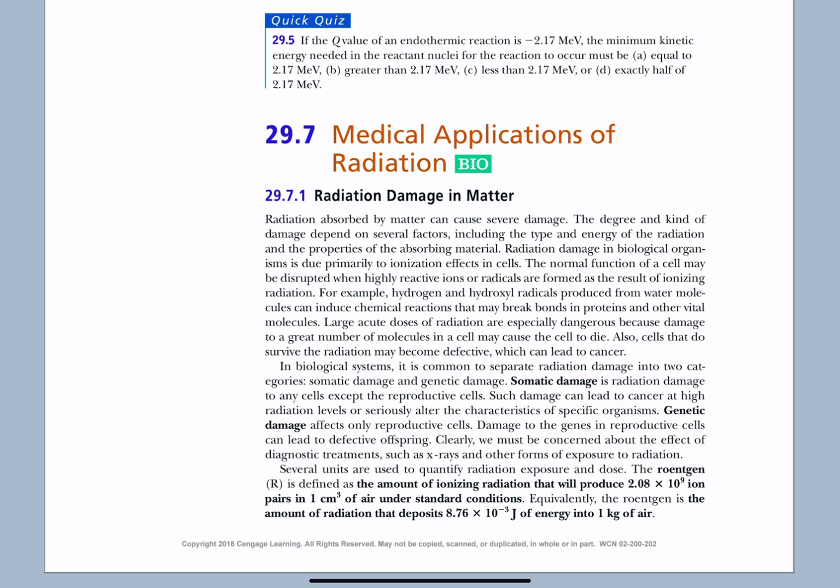Is it spread out over a long period of time and it's low level? Or is it a lot of radiation all at once? That is very important. What part of the body is the radiation striking? Is it striking an appendage, or is it striking your brain or your chest?